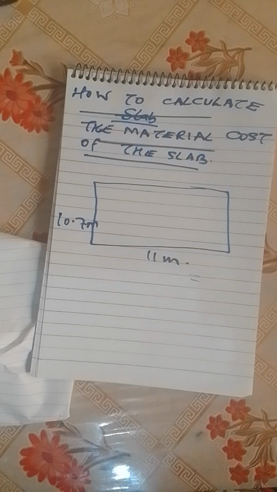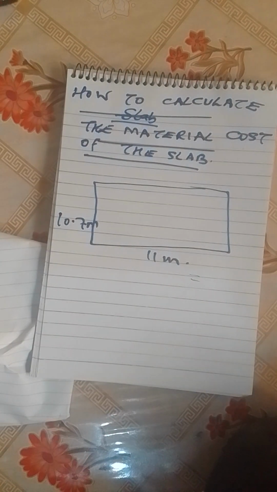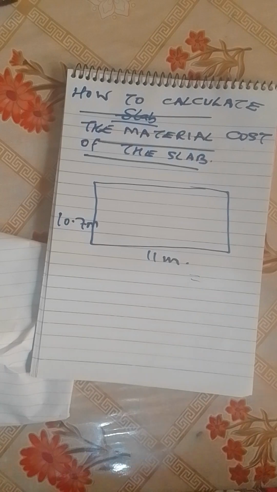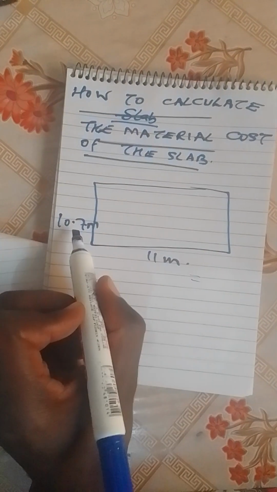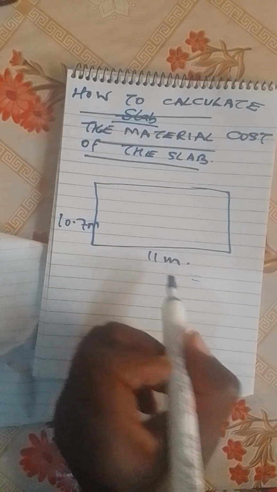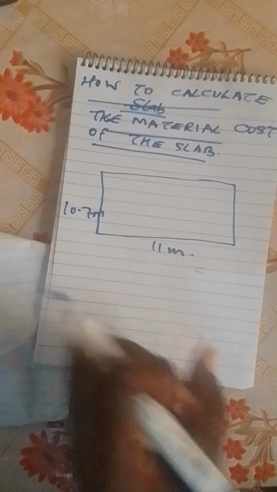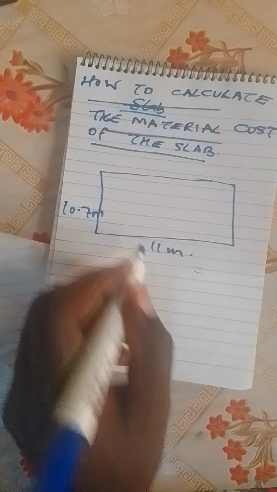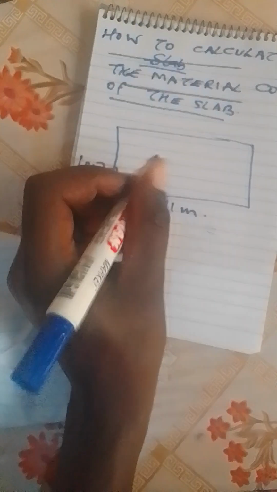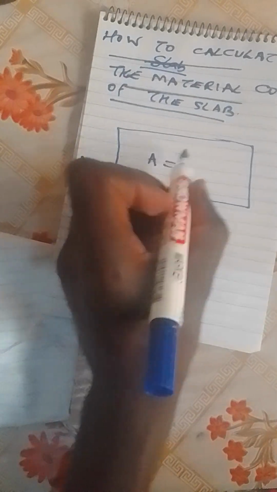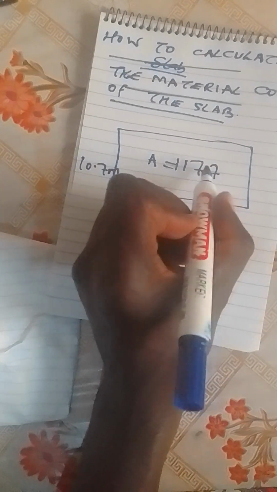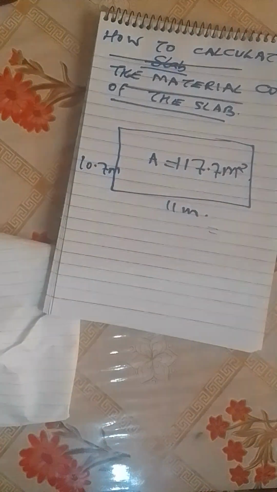Welcome everyone. Today we are going to calculate the cost estimation of a slab. Assume you are given a slab of 10.7 meters by 11 meters, that's a sample. Houses may have different, complex shapes, but let's assume you find this. If you calculate the area, it is equal to 117.7 meter squared.